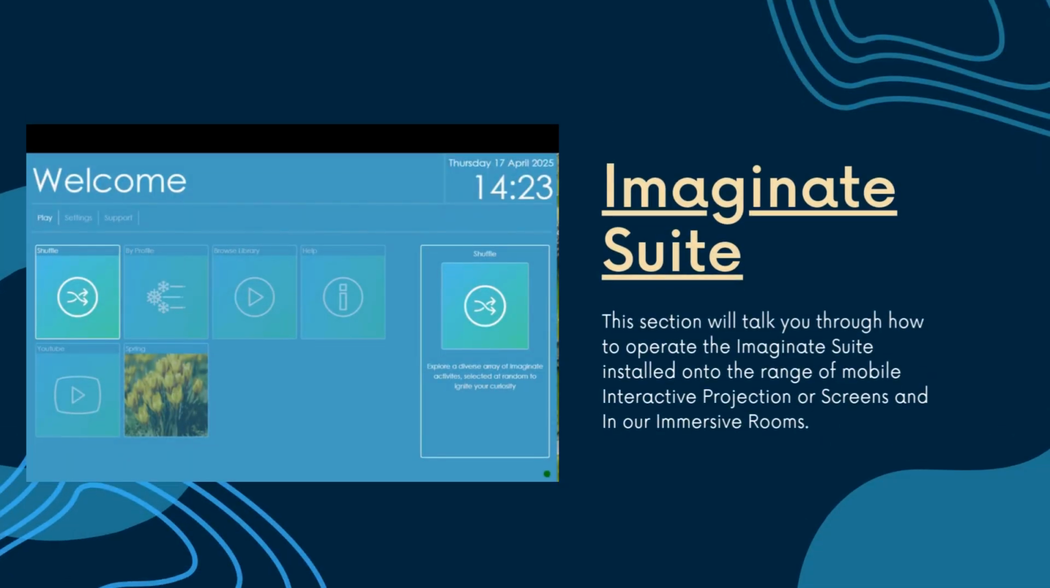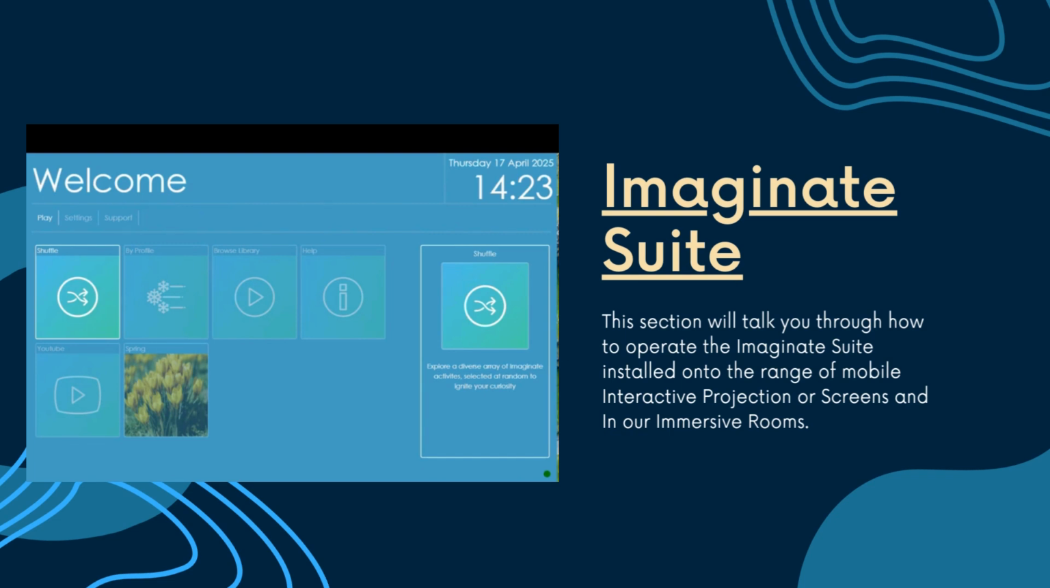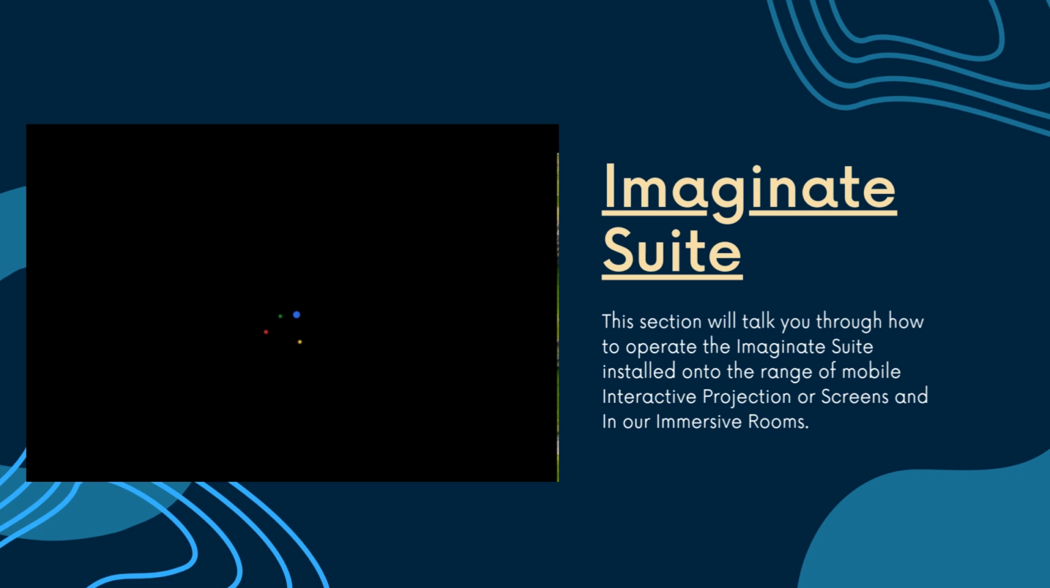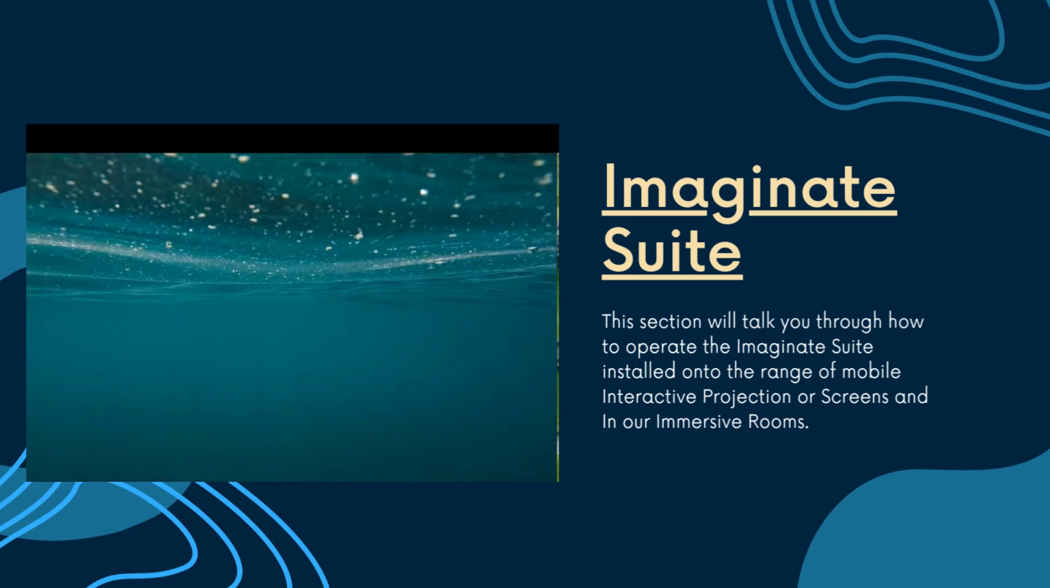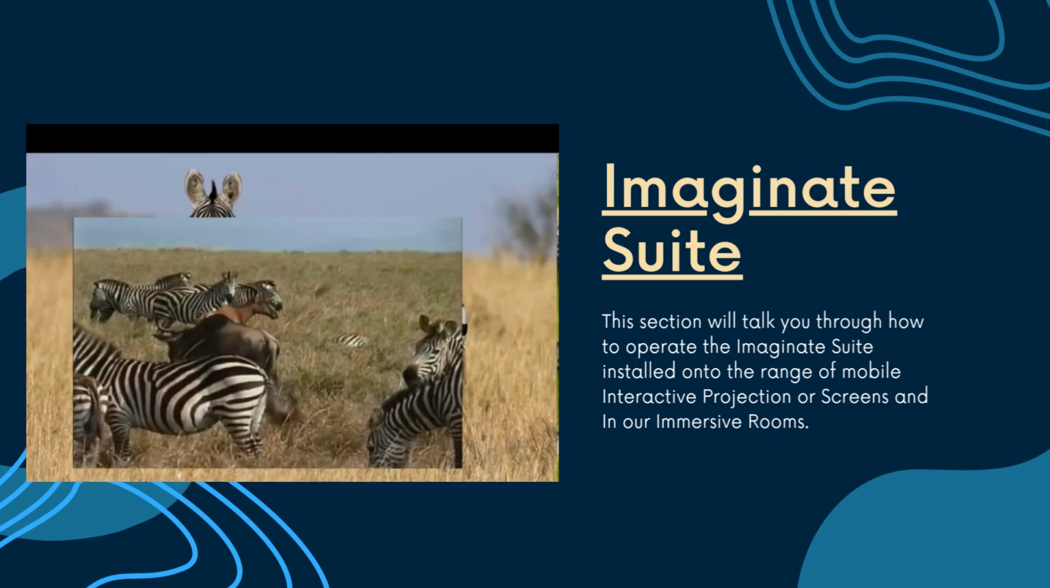In the Play section, the first tile you'll see is Shuffle. Just like when the system starts up, Shuffle will randomly cycle through all the default activities. You can scroll through them using the left and right buttons on your remote.